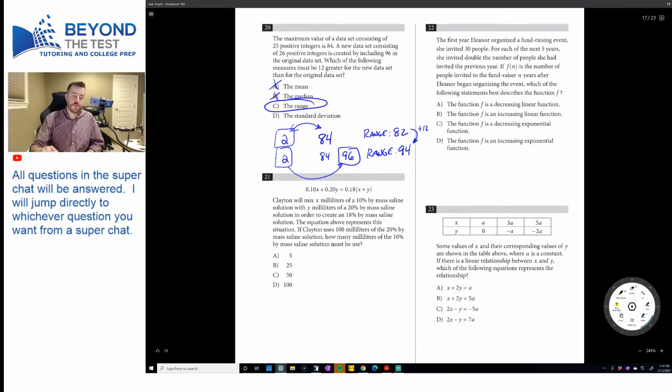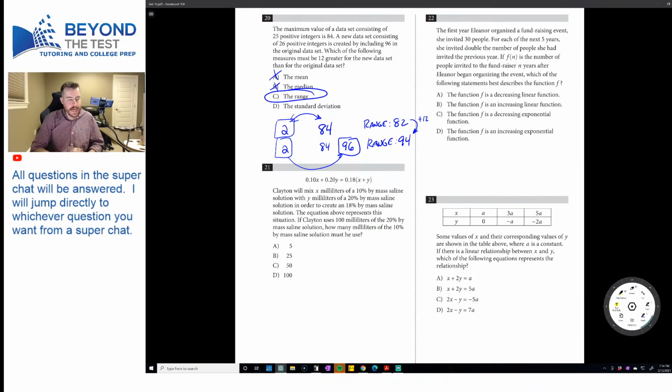All right, looking at number 21 here, it says Clayton will mix X milliliters of 10% by mass saline solution with Y milliliters of a 20% by mass saline solution in order to create an 18% by mass saline solution. The equation above represents this situation. If Clayton uses 100 milliliters of the 20% by mass saline solution, how many milliliters of the 10% by mass saline solution must he use?